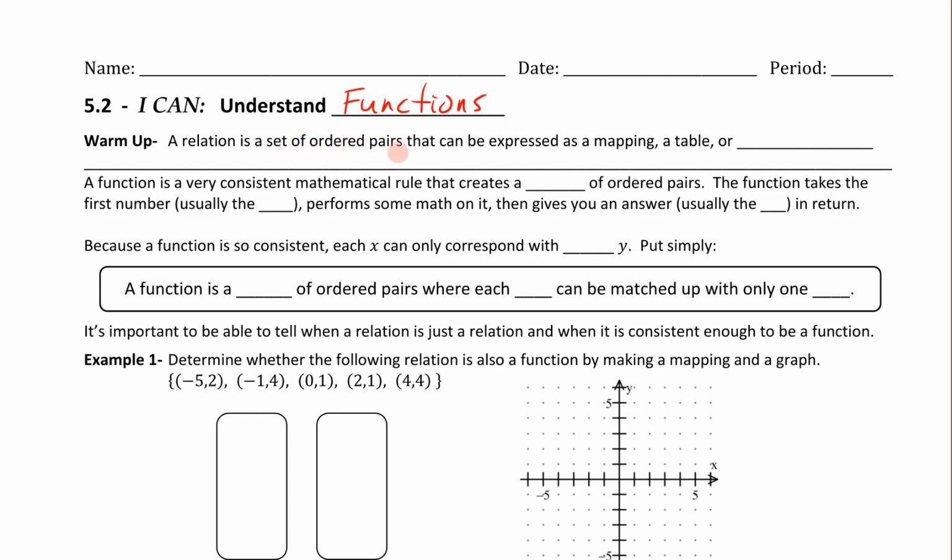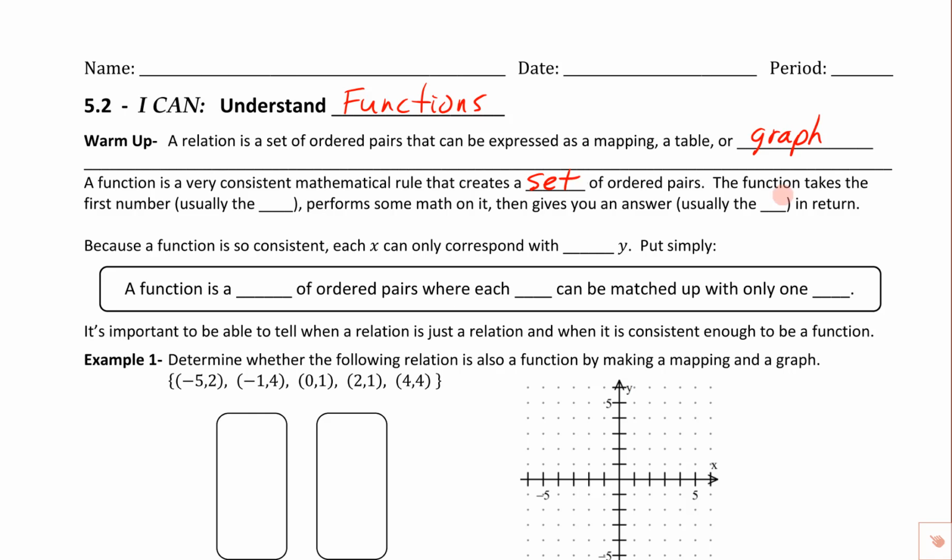Could be dealing with words or people or colors, as we saw yesterday. And it can be expressed as a mapping, a table, or if we've got numbers, then it can be expressed as a graph. Okay, so let's write the word graph there. Now, there are lots of different definitions of functions, but for our purposes, we're going to say that a function is a very consistent mathematical rule that creates this set of ordered pairs.